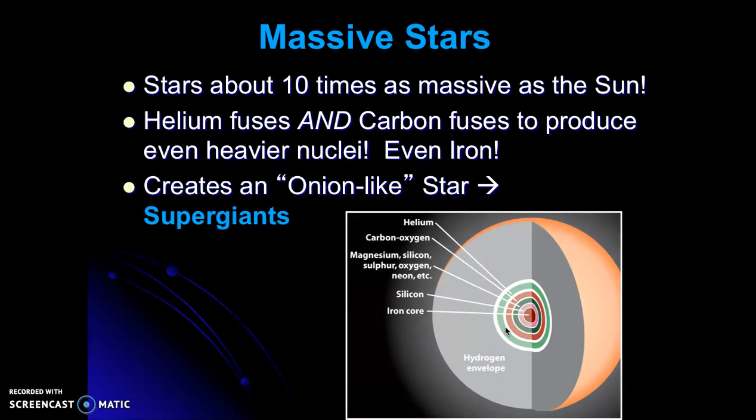So now let's talk about those massive stars. Okay, stars that are, let's say, 10 times as massive as the sun. Now there is a limit that stars really can't withstand and create a normal star anywhere past about 200 solar masses. At that point, it's just too chaotic for that star to balance in terms of hydrostatic and thermal equilibrium.